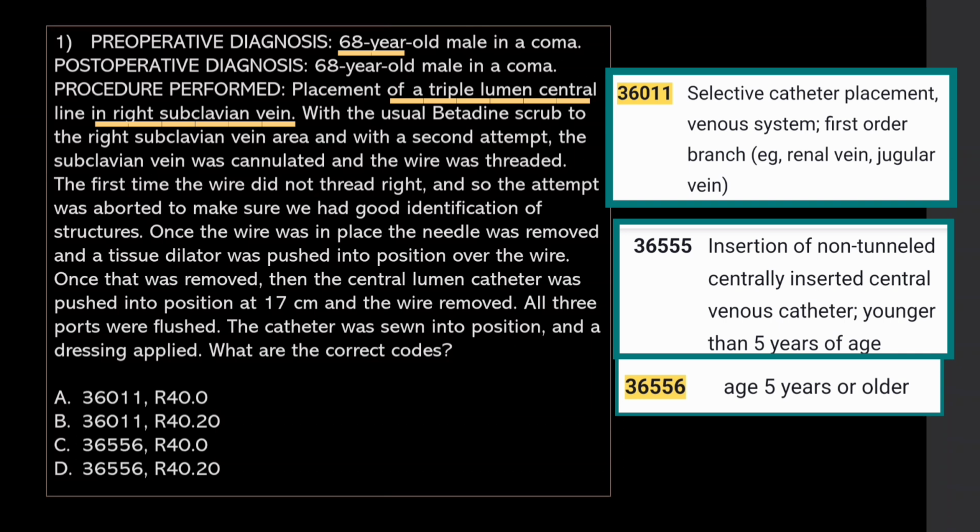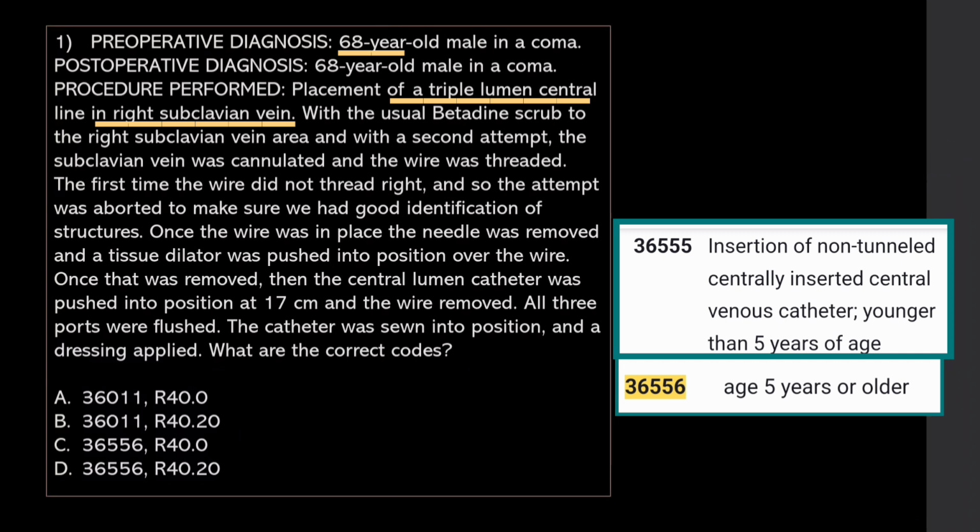The code 36011 specifies selective catheter. In the question, they have not mentioned selective catheter. They have only mentioned patient underwent placement of triple lumen central line in the right subclavian vein. Therefore, we are using the code 36556. We'll eliminate option A and B. Now we are left with option C and option D.